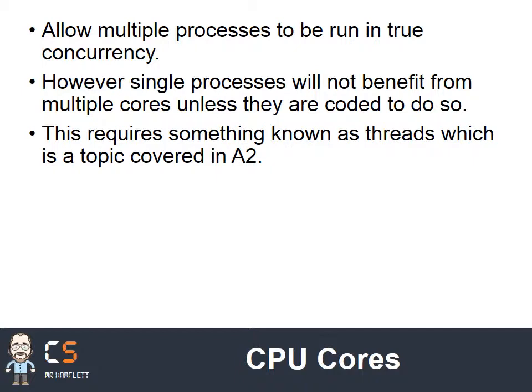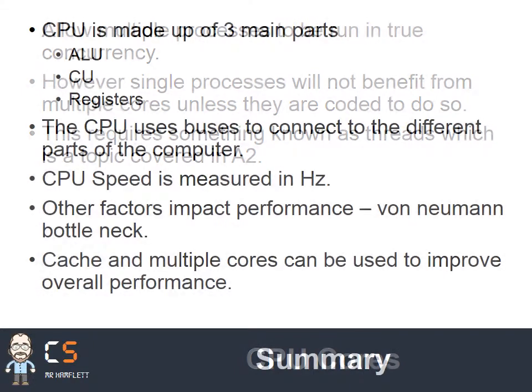A single process, however, is not going to benefit from multiple cores unless I code it specifically to do so. So when we're talking about concurrency, specifically in A2, we're going to learn how to do that. And one of the key ways to do that is threads. I'm not going to go into detail on threads in this presentation, but if you want to, maybe have a quick look at what threads are, because that's one of the ways cores can help. But cores are effectively where I can run more than one FD cycle at once.